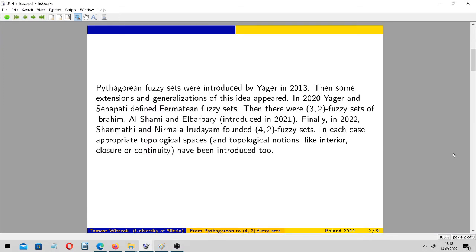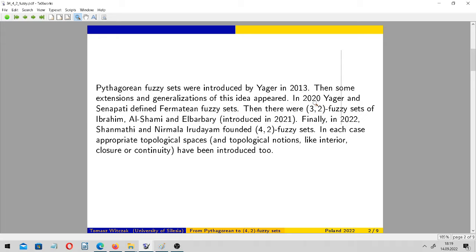From Pythagorean to 4-2 fuzzy sets. Well, Pythagorean fuzzy sets, or perhaps it would be better to call them Pythagorean intuitionistic fuzzy sets, were introduced by Yager in 2013. And then some, or maybe even many, extensions and generalizations of this idea appeared in the mathematical community.